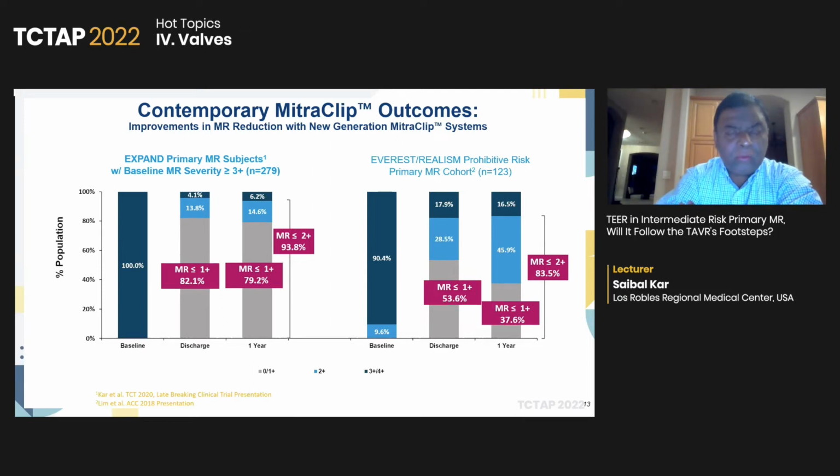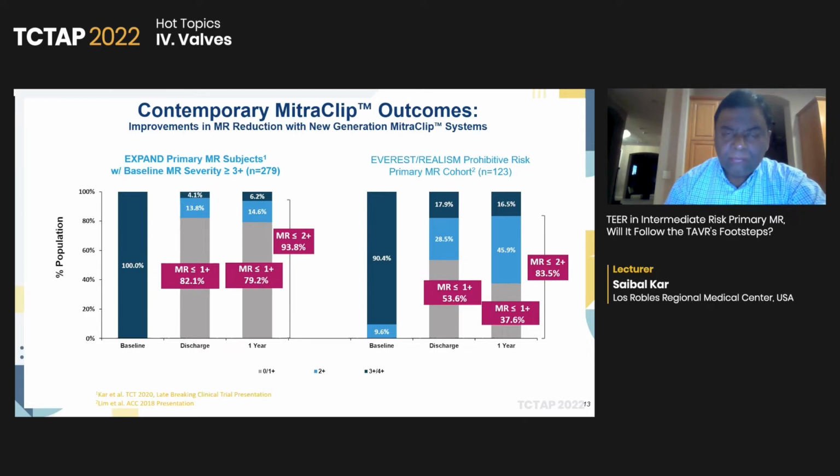Now look at the EXPAND data, the EXPAND registry, which is a contemporary registry of all comers done in the US and Europe. If you only take the category of primary MR patients, which is a quite large subset, you can see that there were 279 patients, and 100% of this group had 3 or 4+ MR by the ASE criteria. 82% achieved 1+ MR at discharge, the majority stayed consistent with 1+ at 1 year, and over 94% were 2+ or less. So you can see there's a significant difference between these 2 results over the 2 time periods.